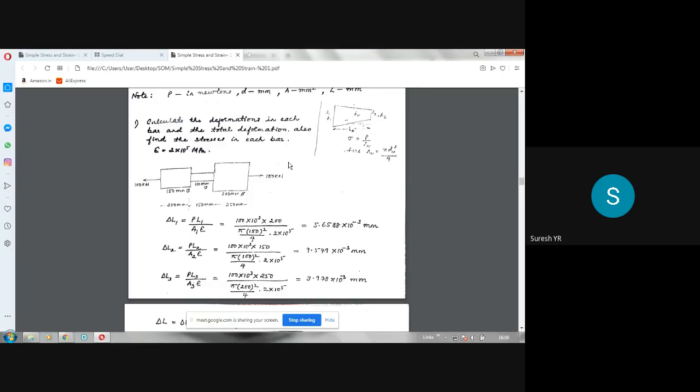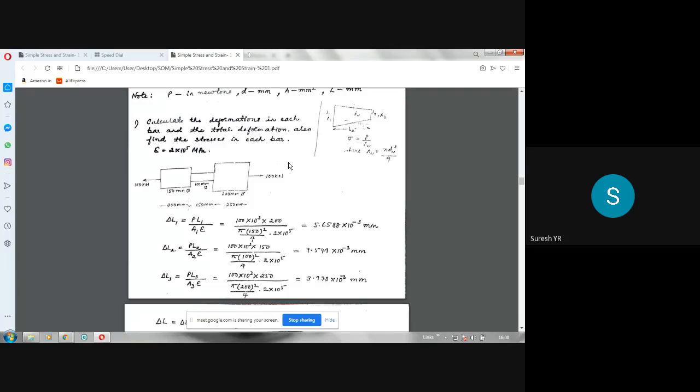Only thing is, instead of elongation or extension of the bar, if it is a compressive force, contraction of the bar will take place, so the length will reduce. So this is a simple exercise problem in which we have calculated the deformation in each bar as well as the total deformation.